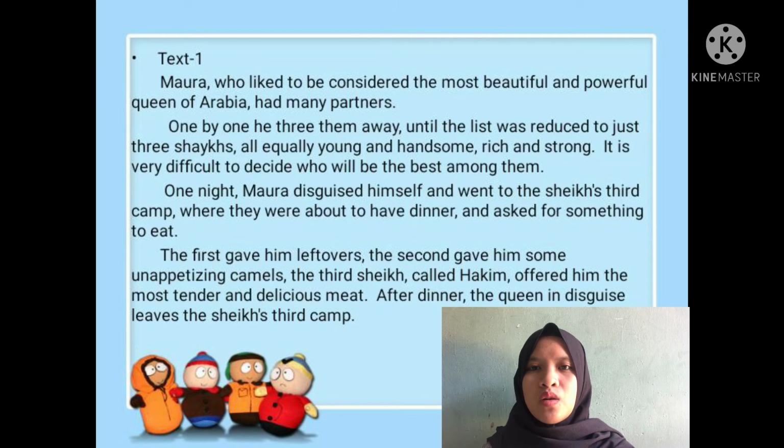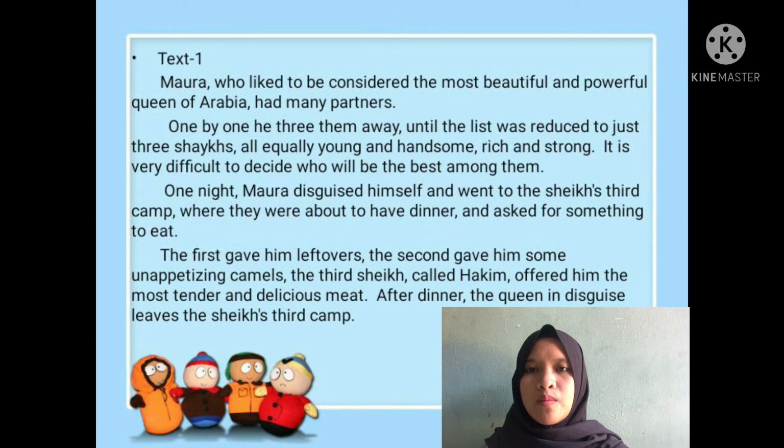Text 1. Maura, who liked to be considered the most beautiful and powerful queen of Arabia, had many partners. One by one, he threw them away, until the list was reduced to just 3, all equally young and handsome, rich and strong. It is very difficult to decide who will be the best among them. One night, Maura disguised himself and went to the Sheikh's camp, where they were about to have dinner, and asked for something to eat.